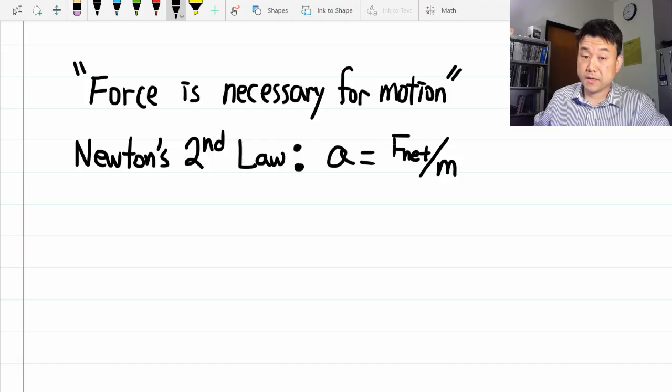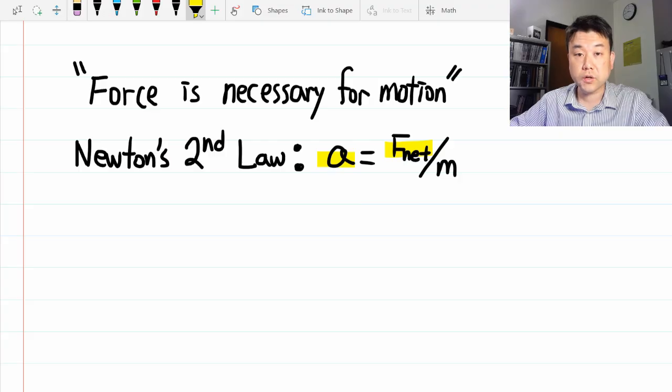So what this means is for an object that is already in motion, if the applied net force is 0, then the acceleration will be 0. And since acceleration is rate of change of velocity, the velocity of the object already in motion won't change. So it'll remain in motion.